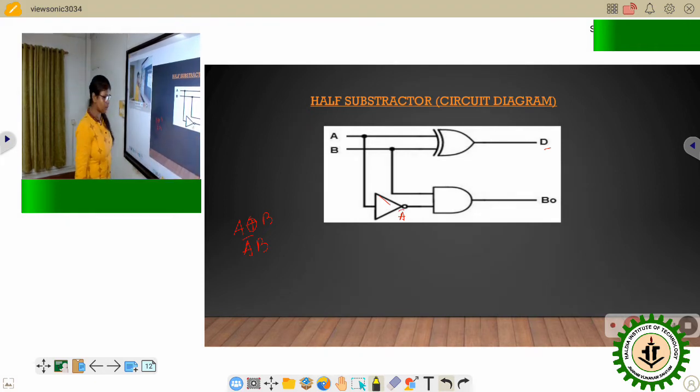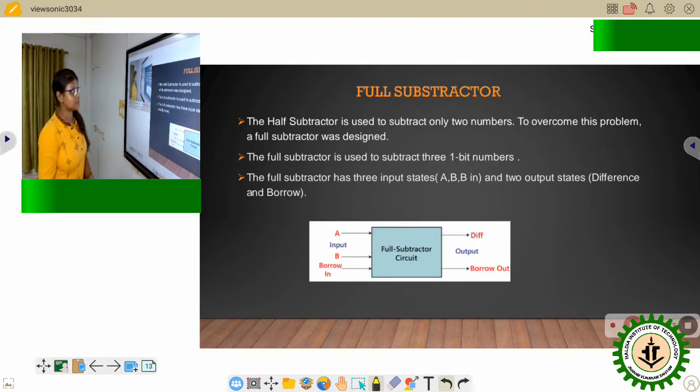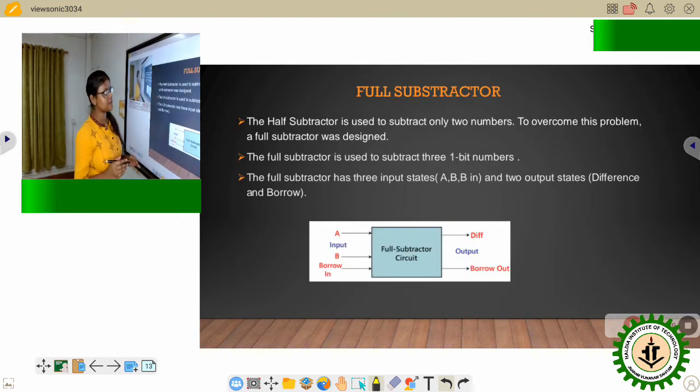Next, we can't subtract three single bit digits with a half subtractor. As I told you, the half subtractor is used to subtract only two numbers. To overcome this problem, we are implementing the full subtractor. The full subtractor is mainly an arithmetic combinational circuit that performs the subtraction of three single bit digits.